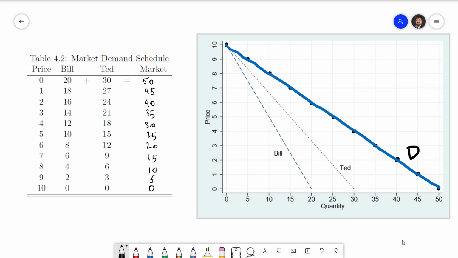You can see that as we add buyers, it's going to add up horizontally because quantity is on the horizontal axis. Another point you can see this is at a price of 5, we've got Bill at 10, Ted at 15, and so our market demand is going to be at 25.